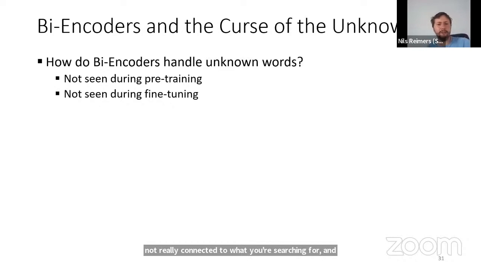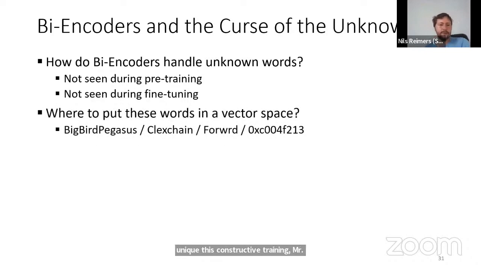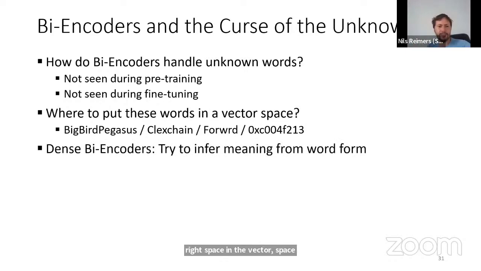And the big question is, how do these bi-encoders handle unknown words? So words which were not seen during pre-training, or words which were not seen during fine-tuning, this contrastive training with the triplets. Where do you put these words in a vector space? BigBird Pegasus is some transformer architecture. Klex chain is a cryptocurrency. Forward is an AI startup from Israel. And 0xC004F is an error code connected to the Windows activation key, when Windows is not able to verify the activation key. If you have never seen this, how do you find the right place in the vector space? Dense bi-encoders try to infer the meaning from the word form, which is often not really possible. If you see this error code, you have no idea that it is connected to the activation key of Windows if you just look at the word form.